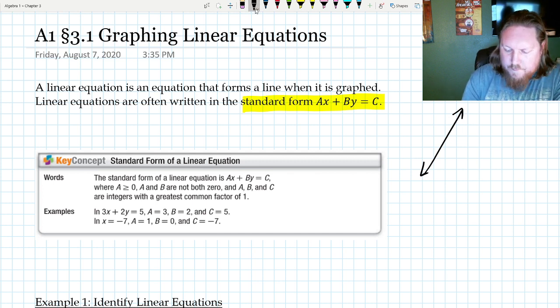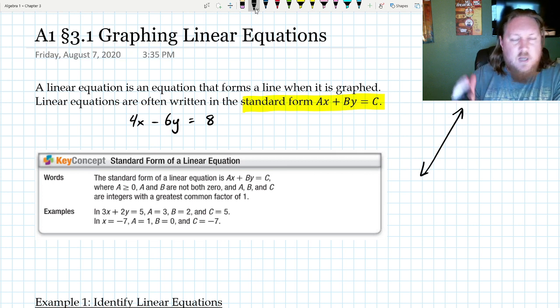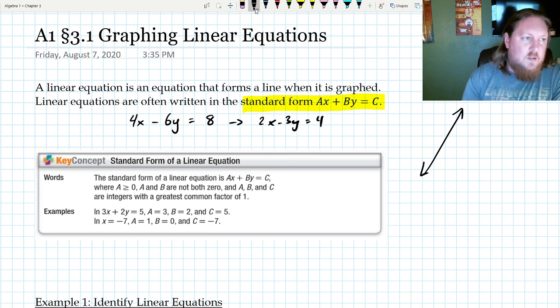For example, if I have 4x minus 6y equals 8, each of those A, B, and C values are all divisible by 2, so we're going to reduce that down to 2x minus 3y equals 4. And now we've got ourselves something in standard form. Now, of course, the 2 and the 4 have a common factor, but the 3 doesn't have the same factor, so we can't reduce it anymore.